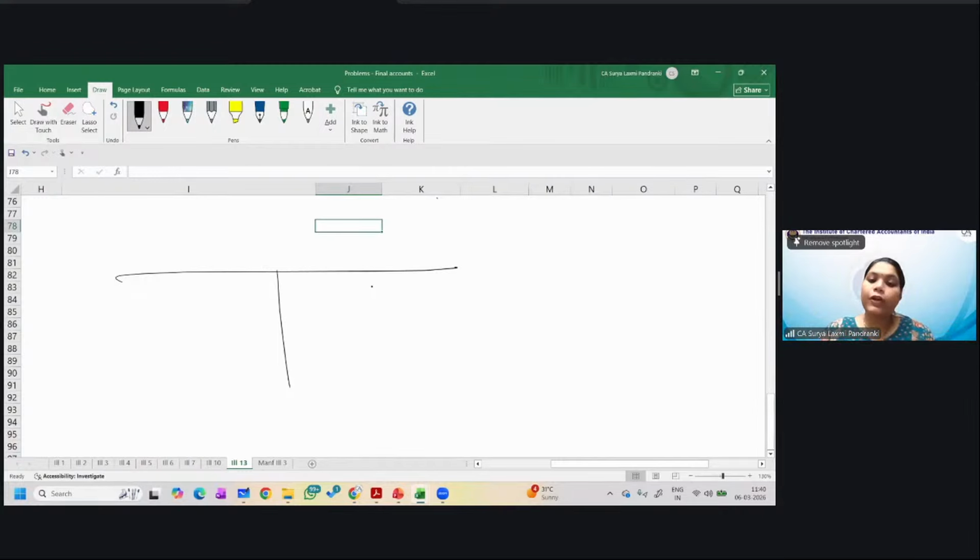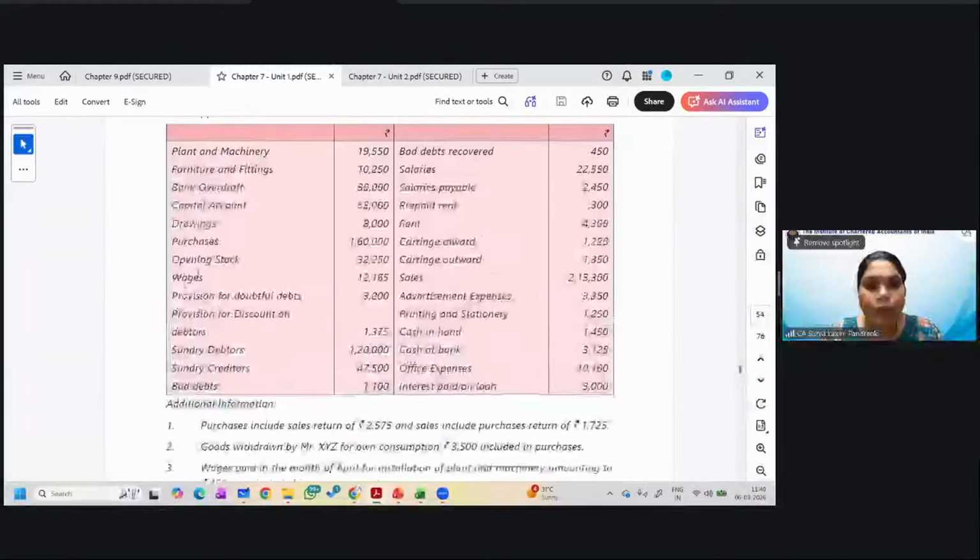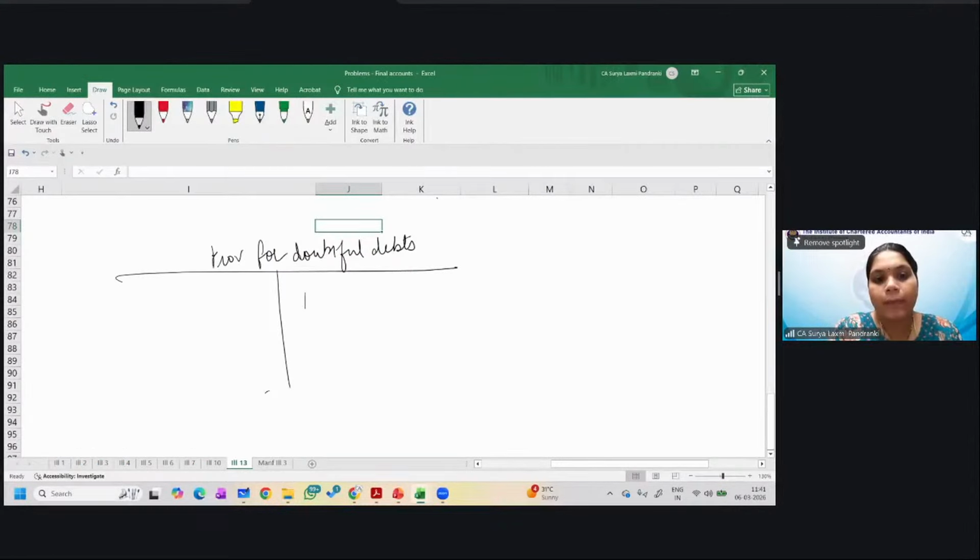When you are creating this doubtful debts account, what is the balance you already have in your books of accounts? 3,200. Agreed, everyone? Okay. So I'm writing balance, which was already brought down, 3,200.